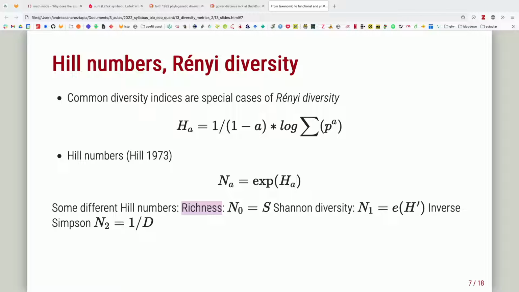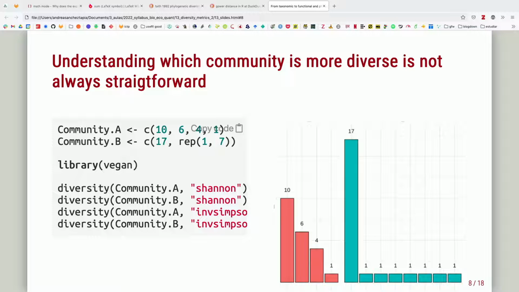When you calculate Renyi diversities for a number of samples, for example, we have this, and I want you to execute this on your computers. So please, you will have two communities, basically, and we're going to do this by hand. We're going to create two communities, and the vector is the abundances of the species in each community. Okay?